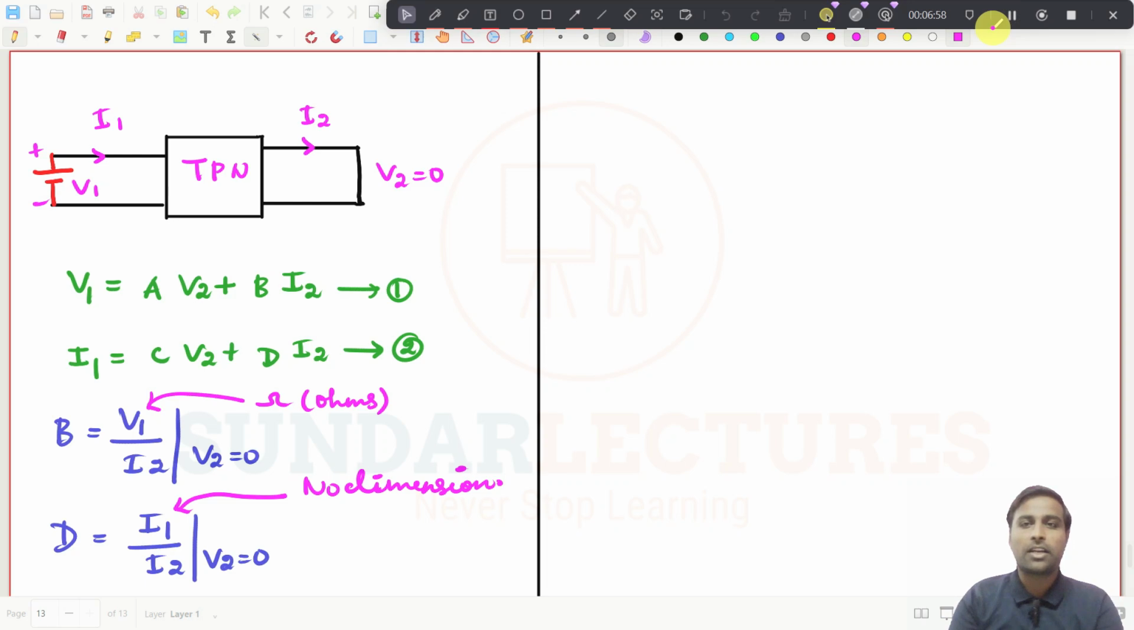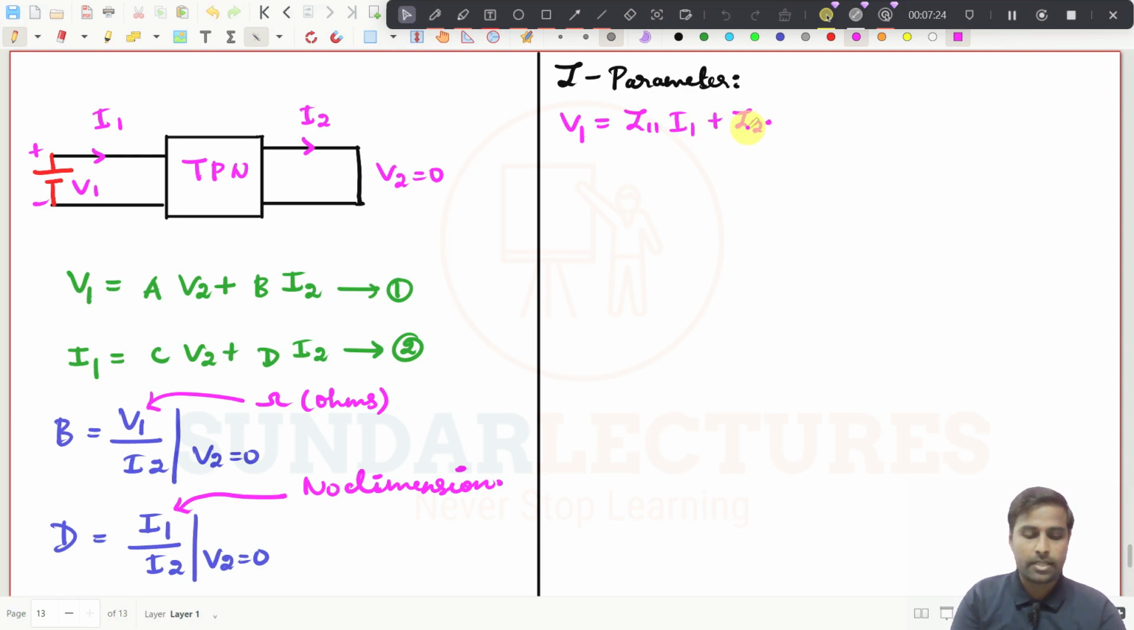So we try to consolidate all the parameters now. We have seen 4 different parameters, and I will write each one down so that you can easily compare everything. Z parameter: V1 equals Z11 I1 plus Z12 I2, and then you have to write V2 equals Z21 I1 plus Z22 I2. This is the Z parameter.